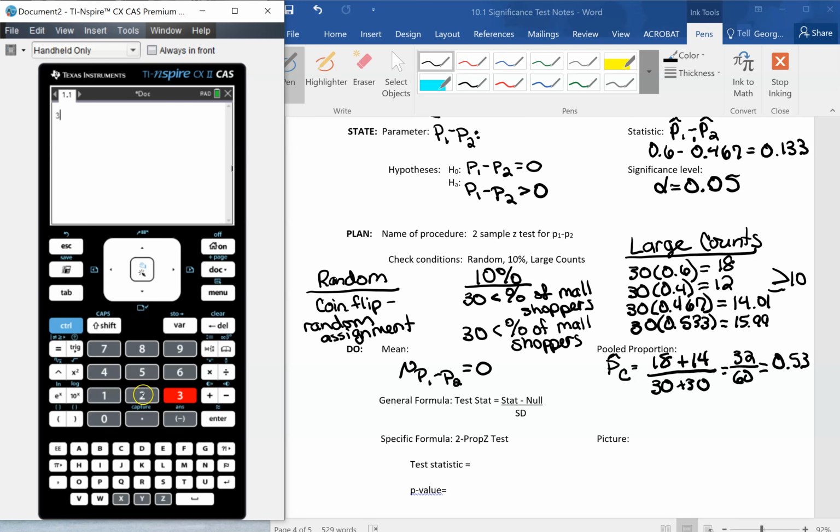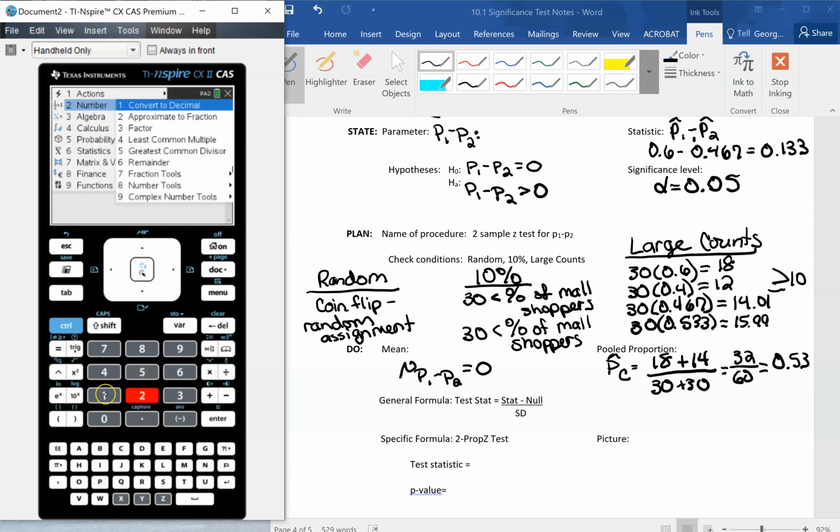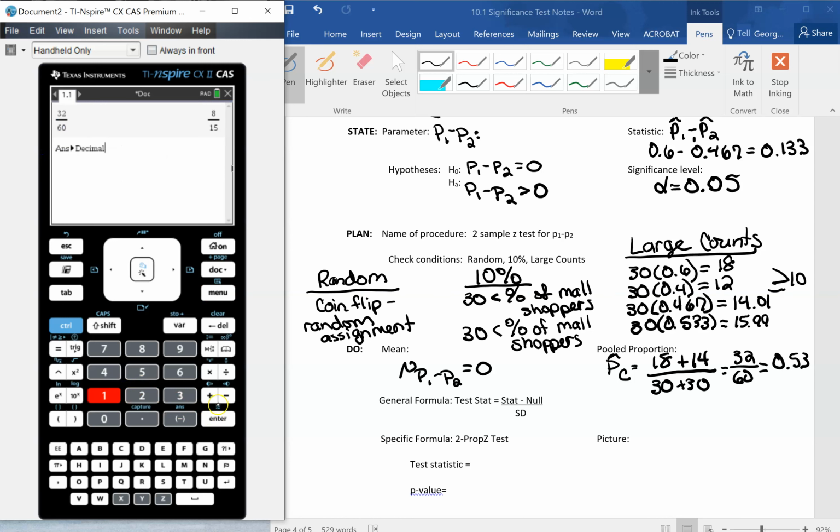Just a quick reminder, especially if you're using the software. If I hit enter, it's just going to reduce the fraction, which doesn't help because we need a decimal. So if you hit menu, 2, and then number 1 is convert to decimal. It'll convert your answer to a decimal for you. And if you remember, you can also do it straight from typing the fraction in, and then you don't have to skip that middle step.